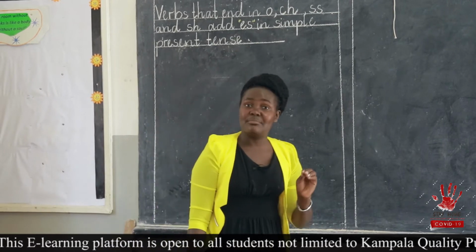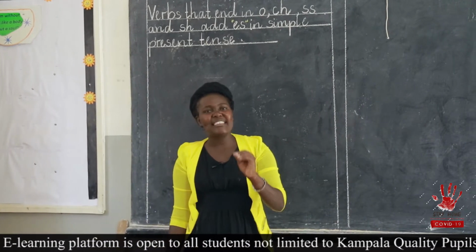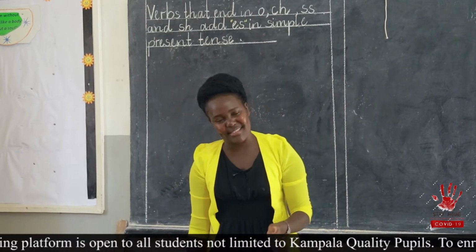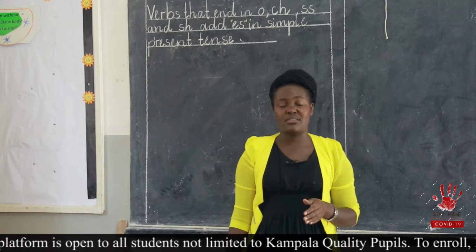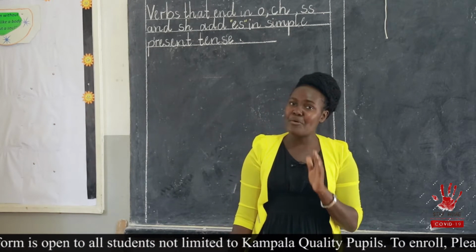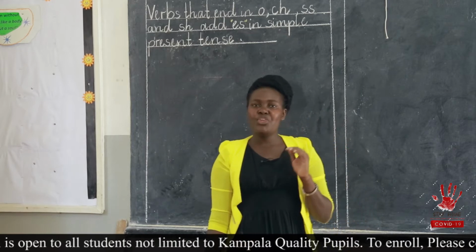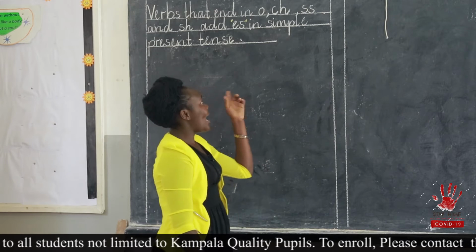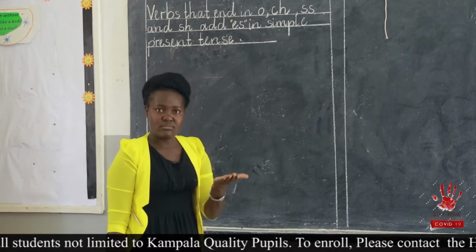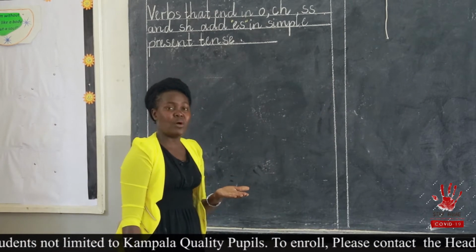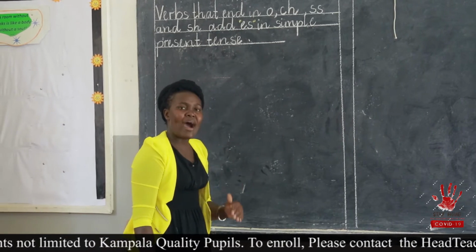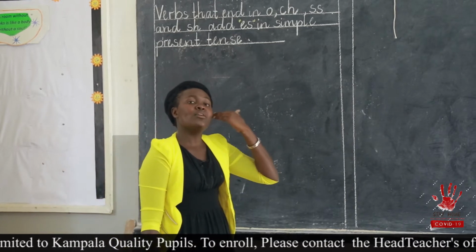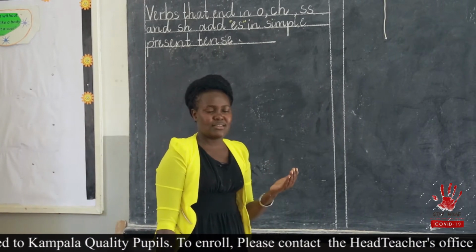Have you written them down? Having identified them, the principle is simple. Add ES onto those verbs. You will get the proper spelling. You will pronounce them well. And after adding ES and pronouncing them the way they are meant to be pronounced, know that you have transferred that verb from the base form to simple present tense.